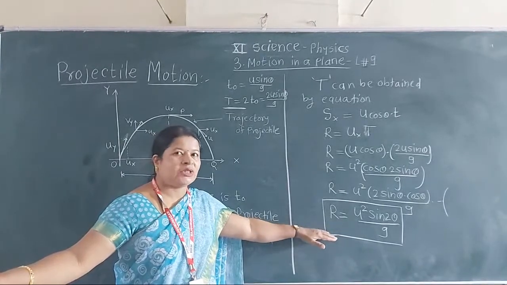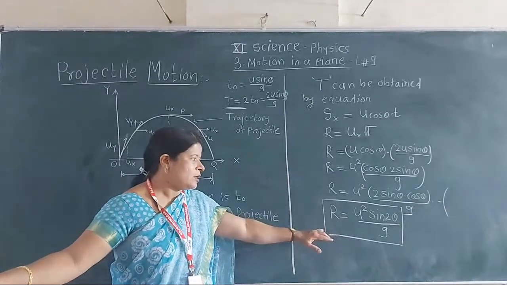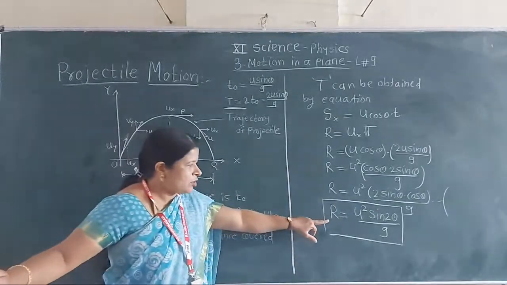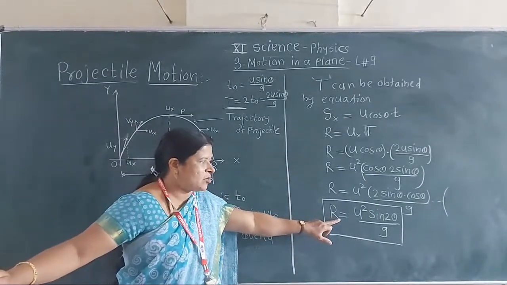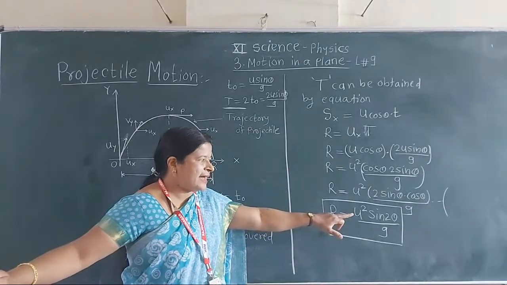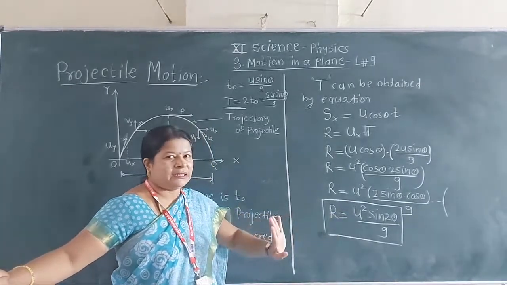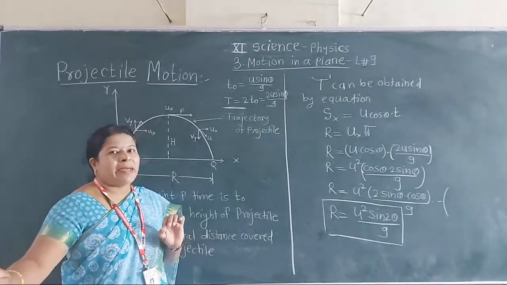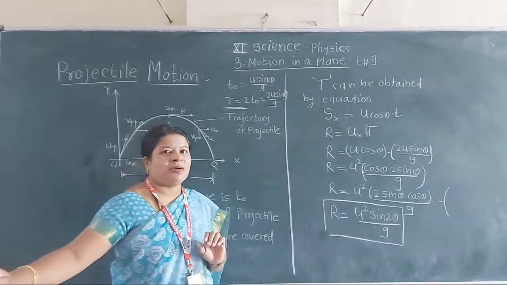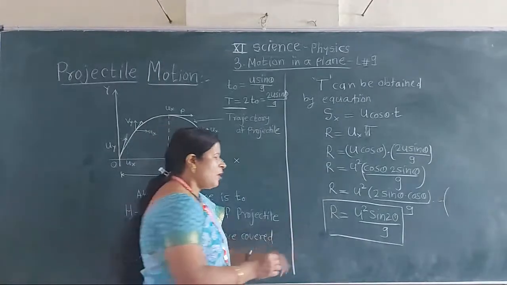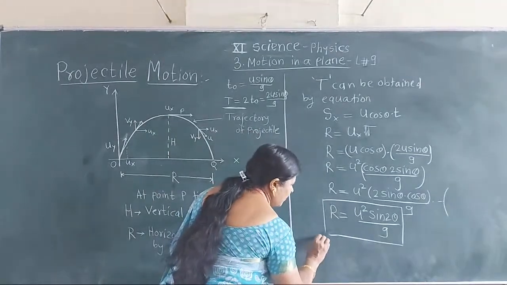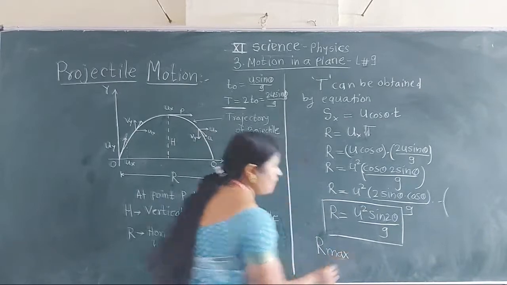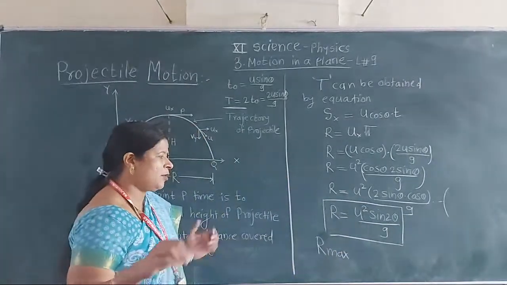Horizontal range of a projectile. So this projectile having this horizontal range, R is equal to u square sin 2 theta divided by g. Now we have to find the maximum horizontal range of a projectile. For the maximum horizontal range we can take R max, that means the maximum range of that projectile.